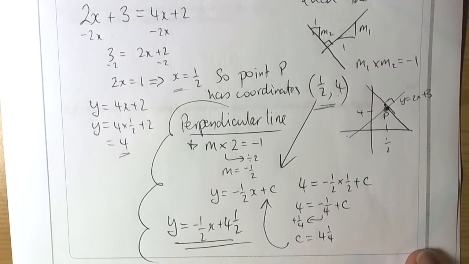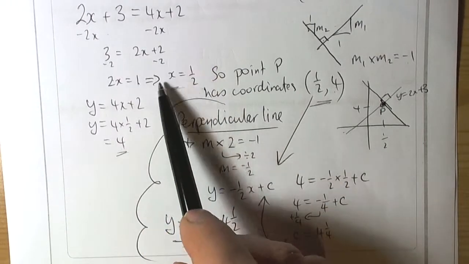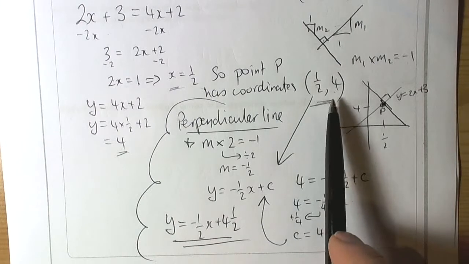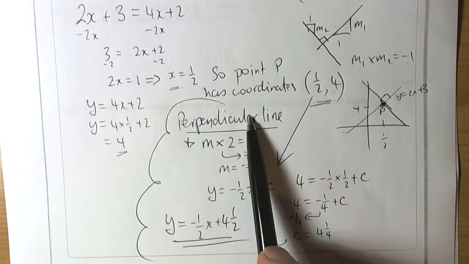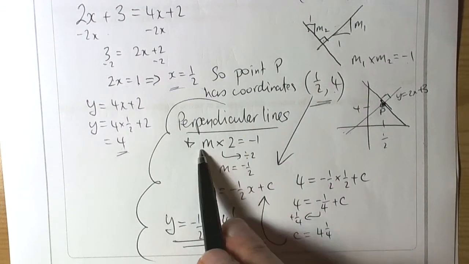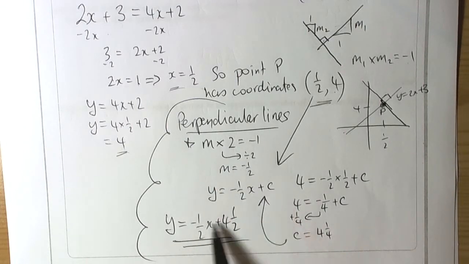So that's how that question could be resolved. Make the two equations equal to each other to find the coordinate of x for P. Use that value for x to find out the y value. Sketch out a little picture to get an idea of what's going on. Recognise for perpendicular lines that when you multiply the two gradients, you get an answer of -1. Put the coordinate in, find the value of c.